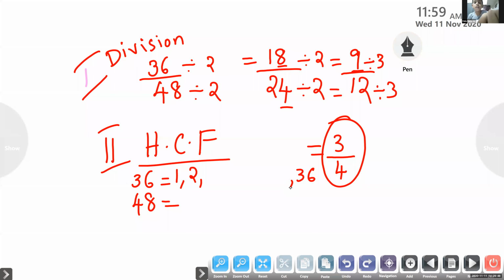2 into 12 is 24, not 36. 2 times which number? 2 into 3 is 6. I want 36. Here Anandesh told this, 36 divided by 2. We have written here already. Can you see the board? 18. 2 into 18. So children, if you don't know what to do, 36 divided by 2, we have written already. Look at the board, 18.